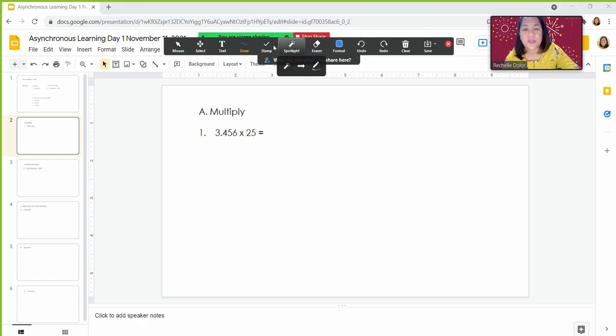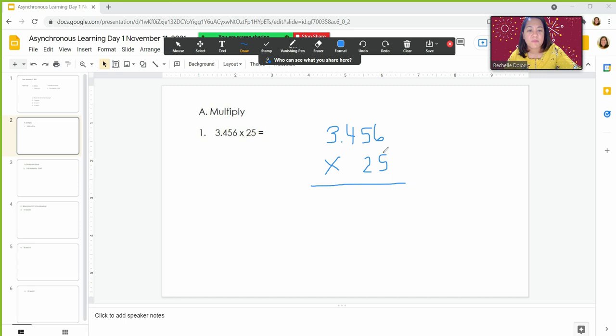Alright, so I know you already have the answer for this question. So I am writing how you're going to multiply 3.456 times 25. As you can see, the number with the most digits will be on top. So it's going to be 3.456 times 25. Alright? So once you set this up, you're going to multiply 5 times 6.